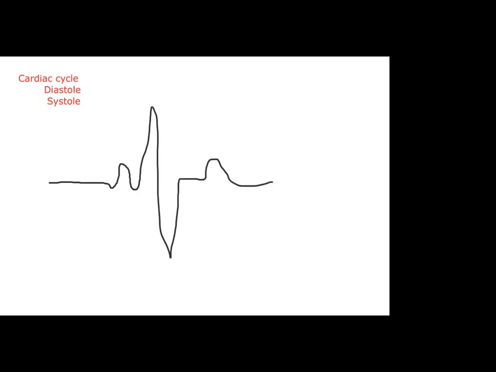So this represents electrical activity. So when there's a spike, it means electrical activity is increased. The larger the spike, the more electrical activity. Okay, so this first wave right here represents atrial depolarization. So atrial depolarization is going to be contraction of the atria. That's going to be diastole, right? Okay, so this is called the P wave.